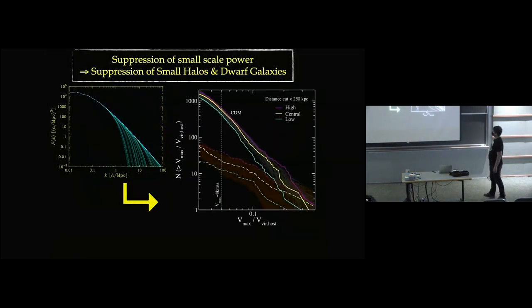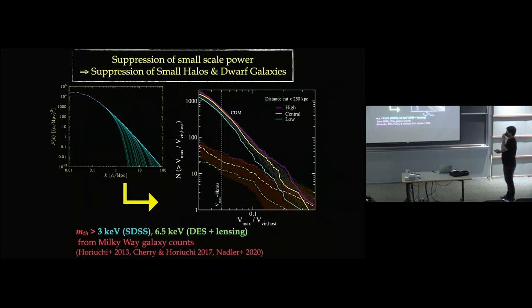Why this is repeating is that these limits from counting go up to 3 keV from SDSS to now, for thermal warm dark matter, to 6.5 keV when you include the DES galaxy counts plus lensing constraints from quad lenses that are seen by the Hubble Space Telescope. The original work was when Shinsaku was at UCI as a postdoc in 2013. He worked with his postdoc in 2017. And then there was follow-on work by Nadler and company, the UCLA, Carnegie, Toronto group.